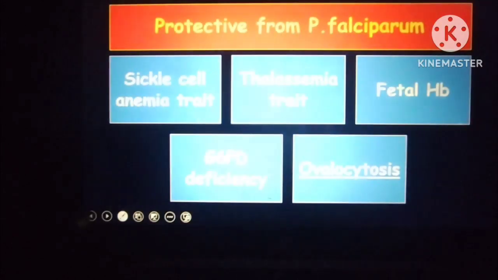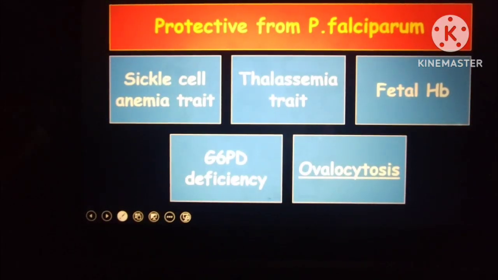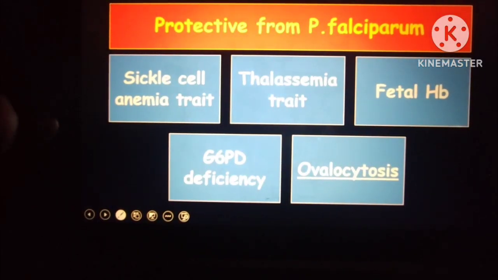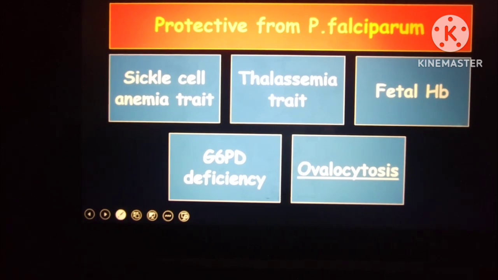It is gametocytes. Here there are some conditions which protect from falciparum: sickle cell, thalassemia, fetal hemoglobin, G6PD deficiency and ovalocytosis. In ovalocytosis the RBC will be very rigid, so it is resistant to falciparum infection. And Duffy negative RBC is protective from vivax.